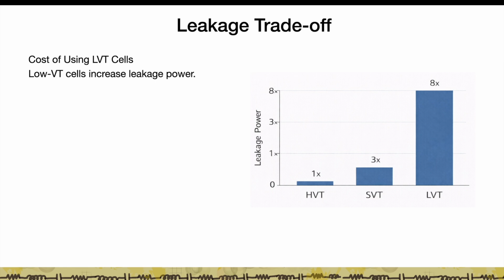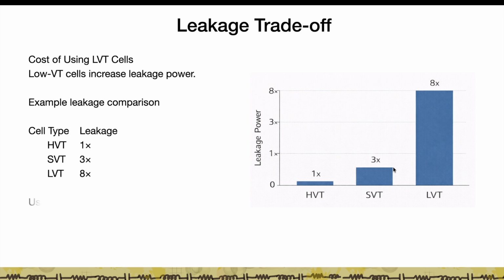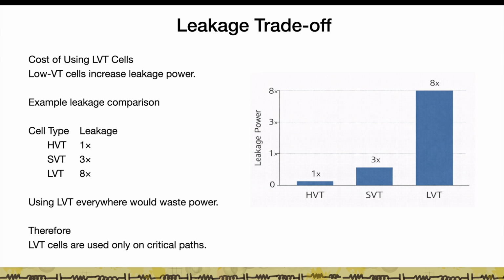Now for the cost side of the ledger. Low VT transistors can't fully shut off, so they leak continuously, even when the chip is sitting idle doing nothing. This is static power and it adds up fast. A representative comparison: if HVT is your baseline at 1x, SVT leaks roughly 3 times more than the HVT, and the LVT cells can leak 8 times more than HVT. 8 times. That's not a rounding error. That's a real power budget problem if you're not careful.